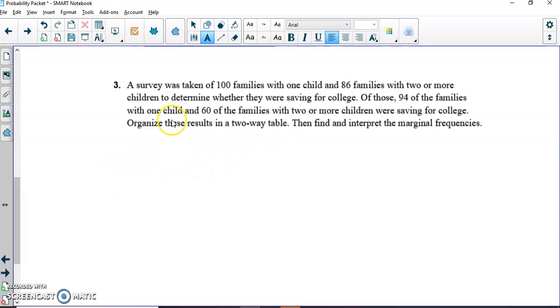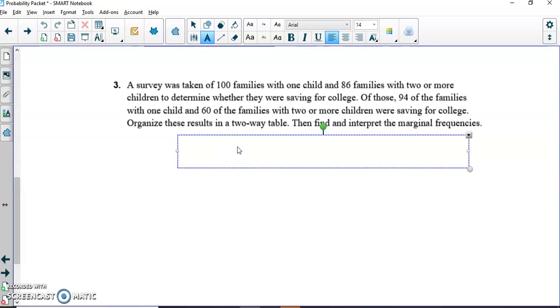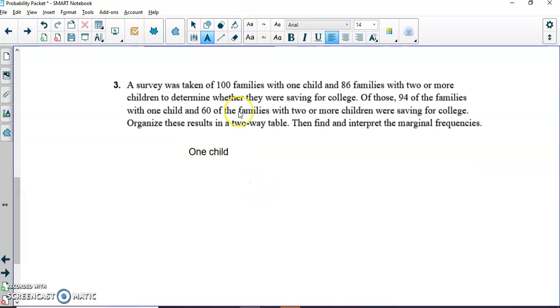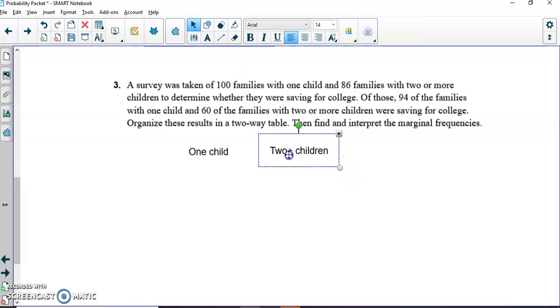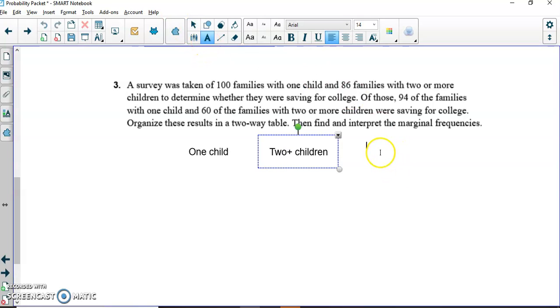We have 2 different things going on here. First, we have families with one child and families with 2 or more children. So I'm going to make that the top. So this will be the one child column. And then this will be the 2 or more children column. And then you also always need a total column, okay? So right here, we'll put the total column.